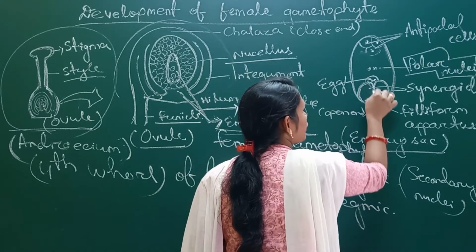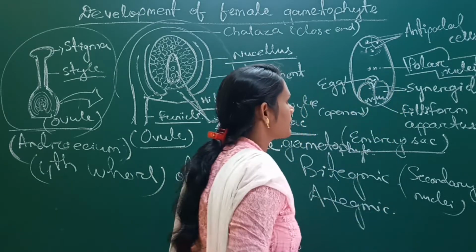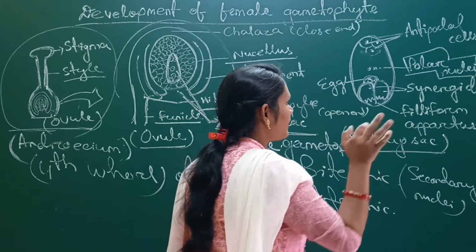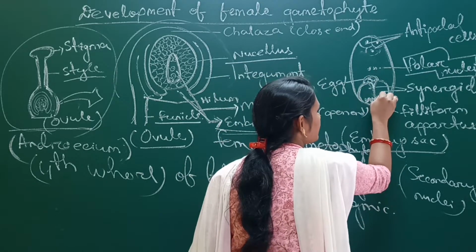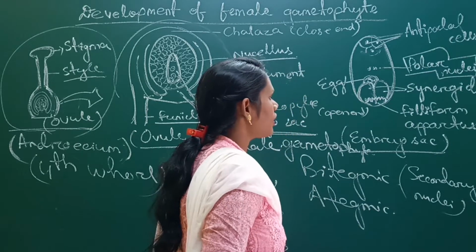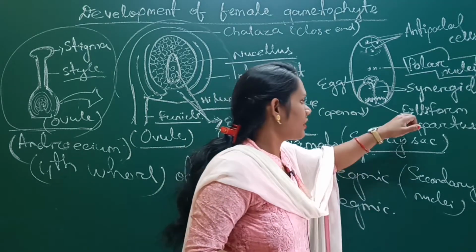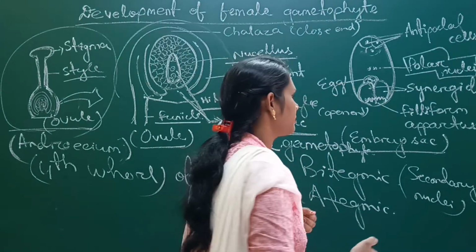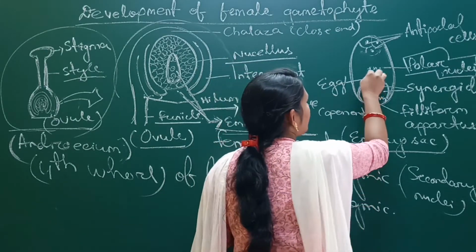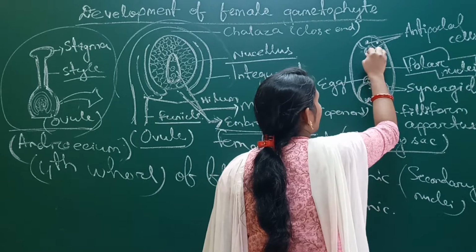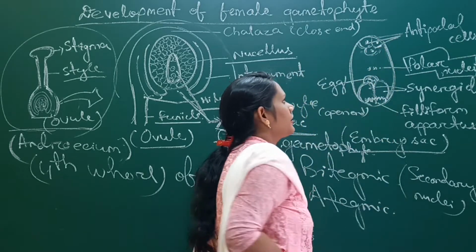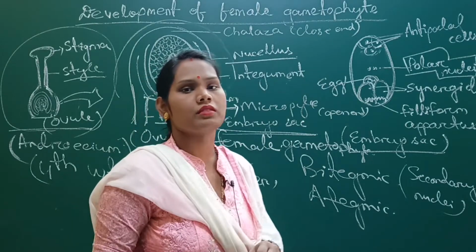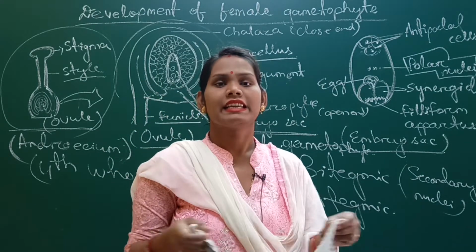Here is the enlarged structure of the embryo sac, and it contains two central polar nuclei. At the micropylar end there are synergids and the egg apparatus, and there is a thickening of the synergid cell called the filiform apparatus, which helps to receive the pollen grain, the male gametophyte. At the chalazal end there are three antipodal cells.